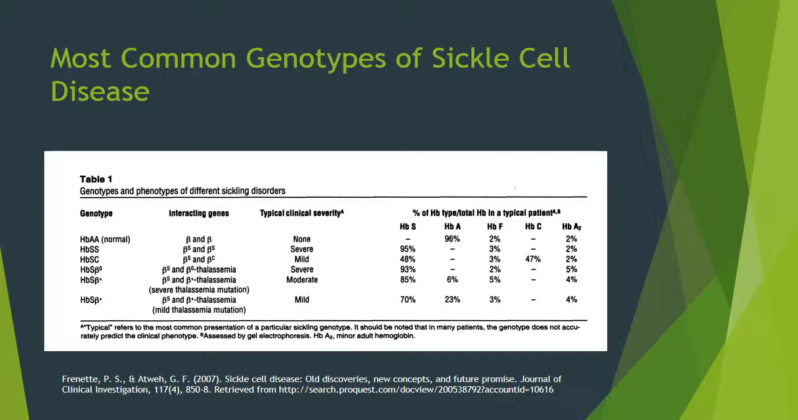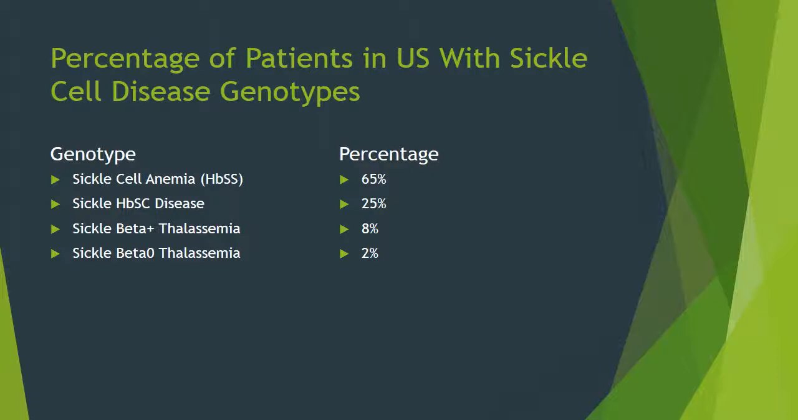Within the U.S., people with sickle cell anemia make up 65% of those with the disease. Sickle cell hemoglobin C disease is approximately 25%, sickle beta plus thalassemia is 8%, and sickle beta 0 thalassemia is approximately 2%. Let me add this: a sufferer of sickle beta 0 thalassemia has a more severe case of sickle cell.